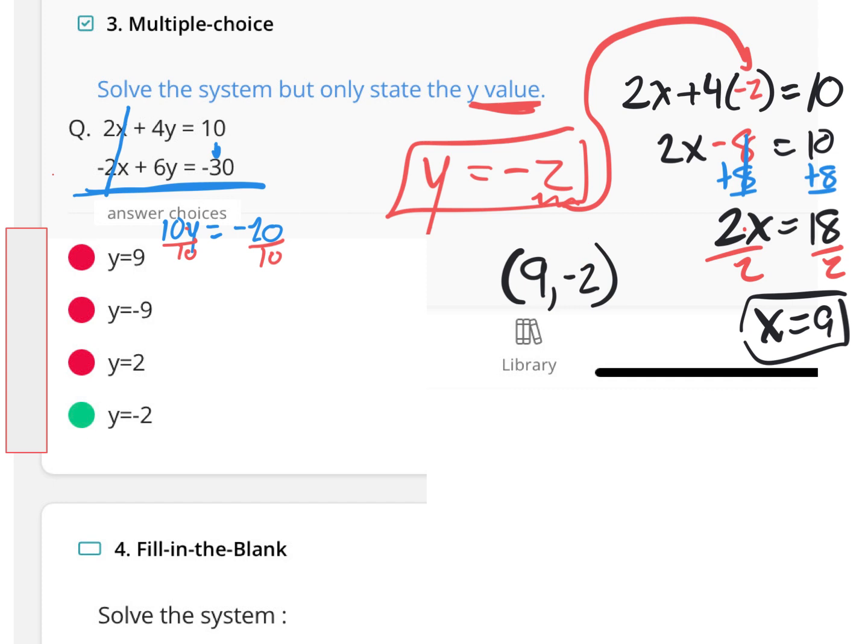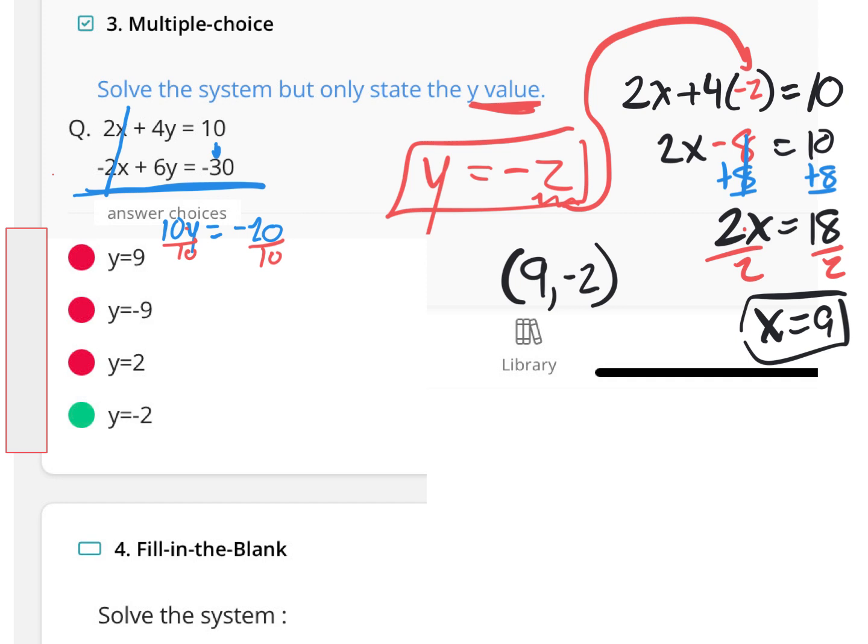Once again, the reason why they only ask you for the y value or maybe just the x value is so that you don't cheat. Because if they did give you the complete coordinate answers, you could just plug in the x and the y, see if it works. Plug in the x and the y, see if it works. Anyway, I hope this helps.